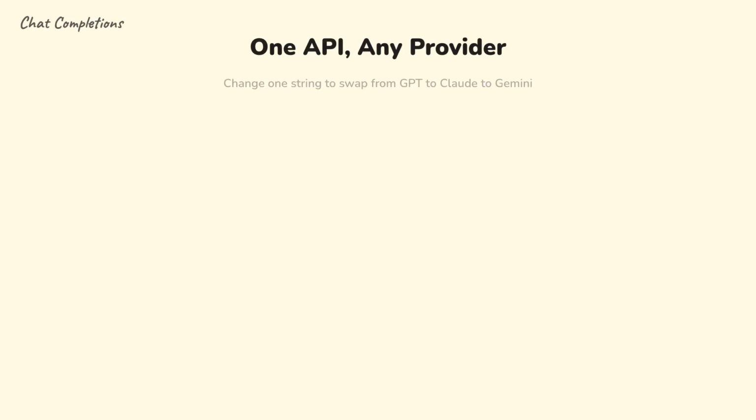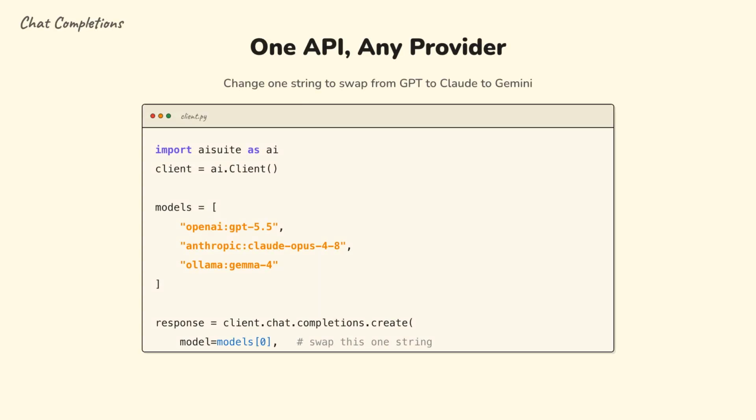The Chat Completions API uses a colon-separated model identifier: openai:gpt-4o, anthropic:claude-sonnet-4-6, ollama:llama3. The client routes the call to the right SDK automatically. Temperature, max tokens, tools, all the parameters work the same way regardless of which provider you pick.